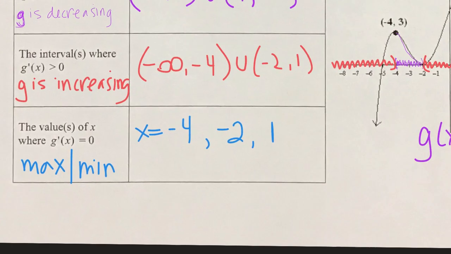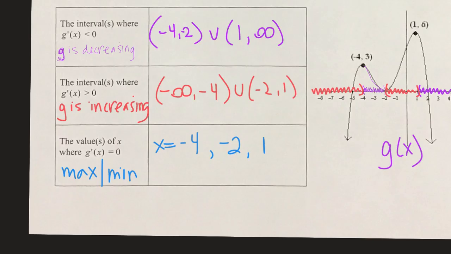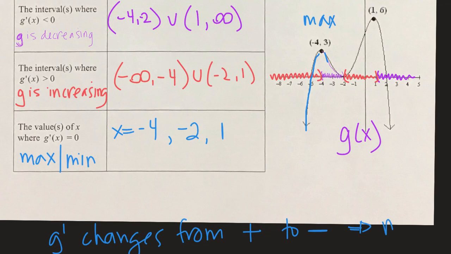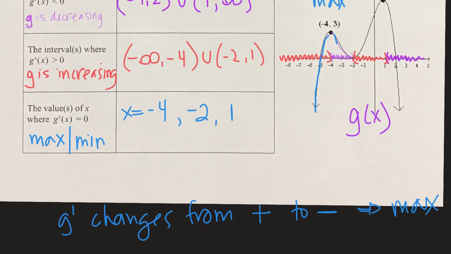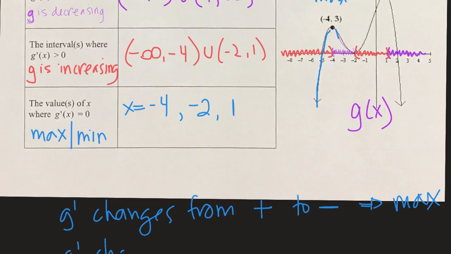So a maximum occurs where your slope changes from positive to negative. Okay, this point is going to be a max because our y values go from increasing to decreasing. Right, your slope changes from a positive to a negative. g prime changes from positive to negative. That means we have a maximum or a relative max. Okay, and then what happens if g prime changes from negative to positive? We have a minimum.